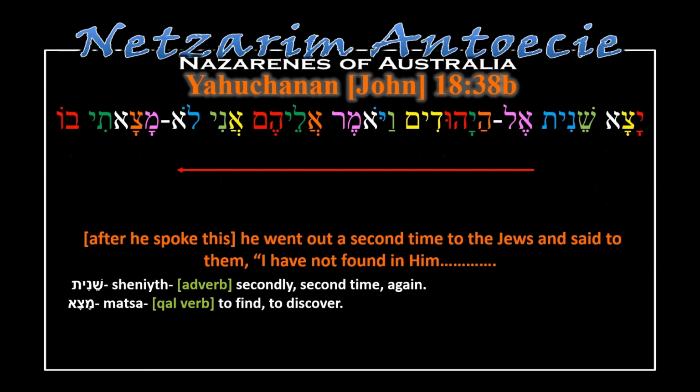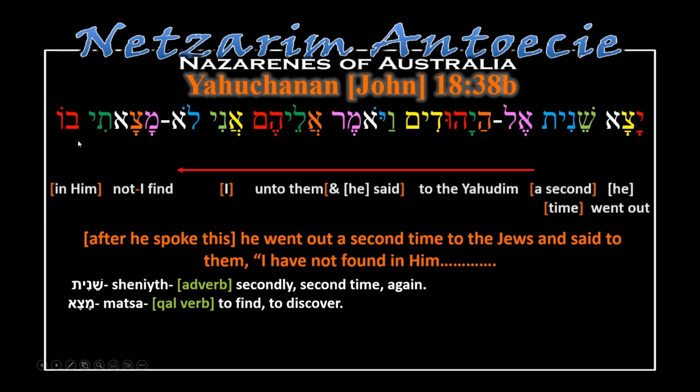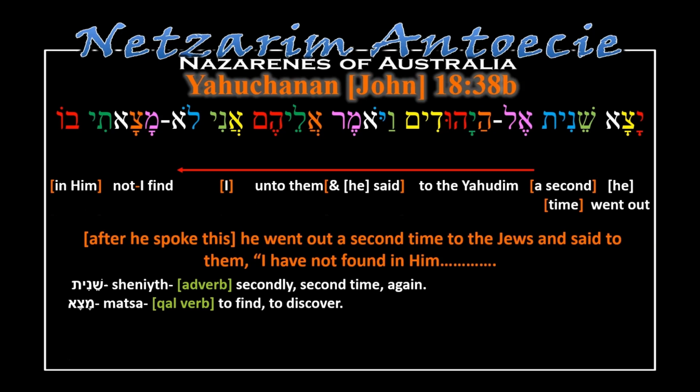Right, and now we can read it. Yatsa shenit el ha-Yehudim vayomer alehem ani lo matzati vo. And the translation: he went out a second time to the Yehudim, and he said unto them, I find in him.